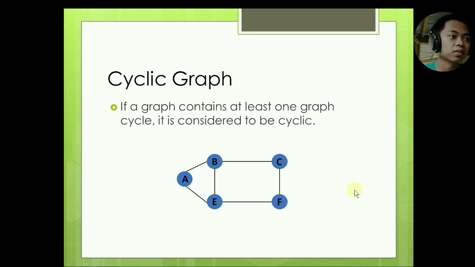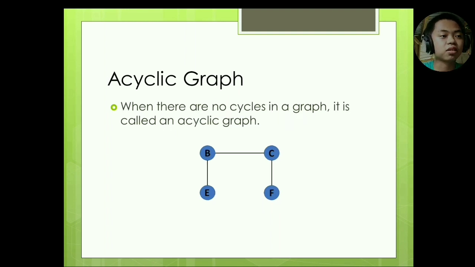Next is cyclic graph. If a graph contains at least one graph cycle, it is considered to be cyclic. Cyclic means there is a chance to return to where you started. So from point A, you can still go back to it. Starting at point A, you pass through point E, then point B, and B can still go back to A. These three vertices and their edges make it a cyclic graph. The whole graph can be considered cyclic if your starting point can also be your end point. So this is it.